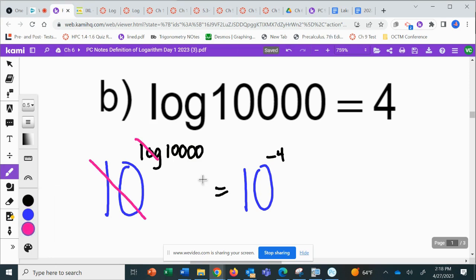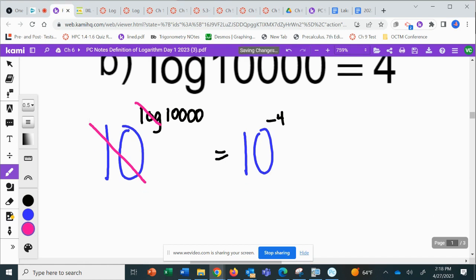The base of 10 and log base 10 cancel. They're inverses. We get 10,000 equals 10 to the -4.